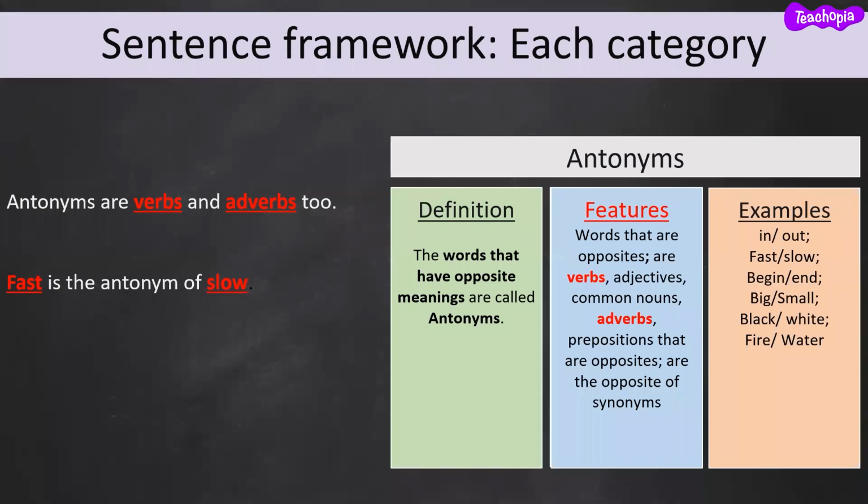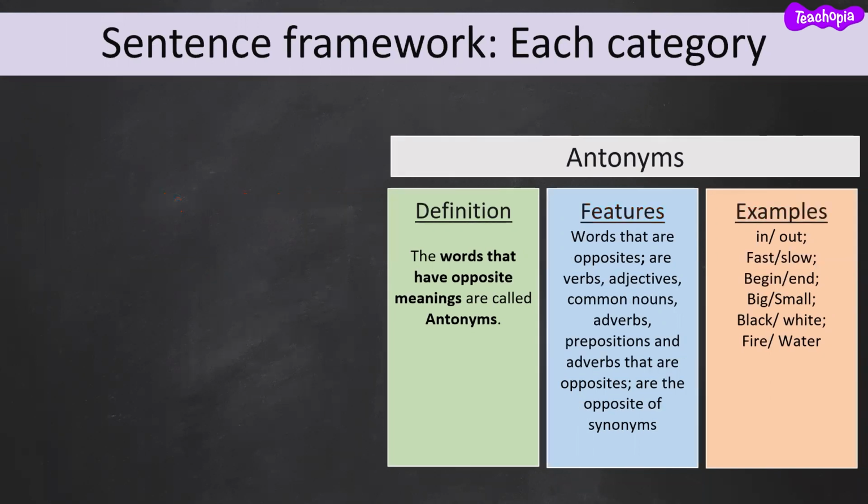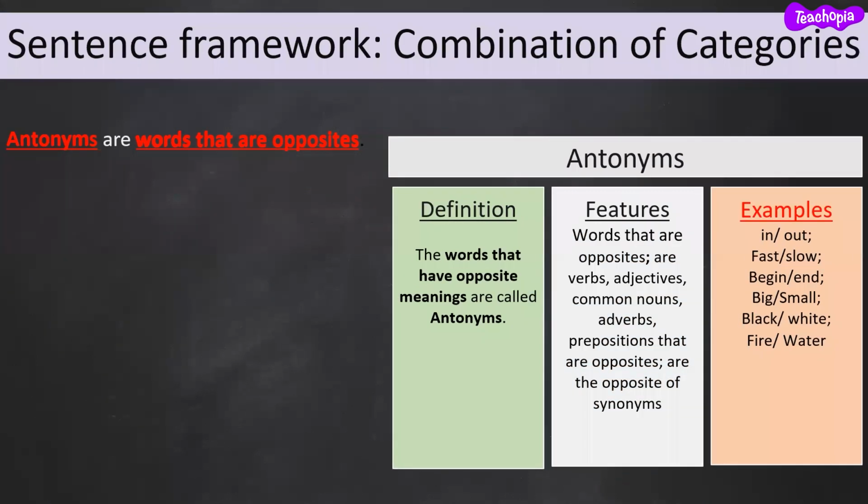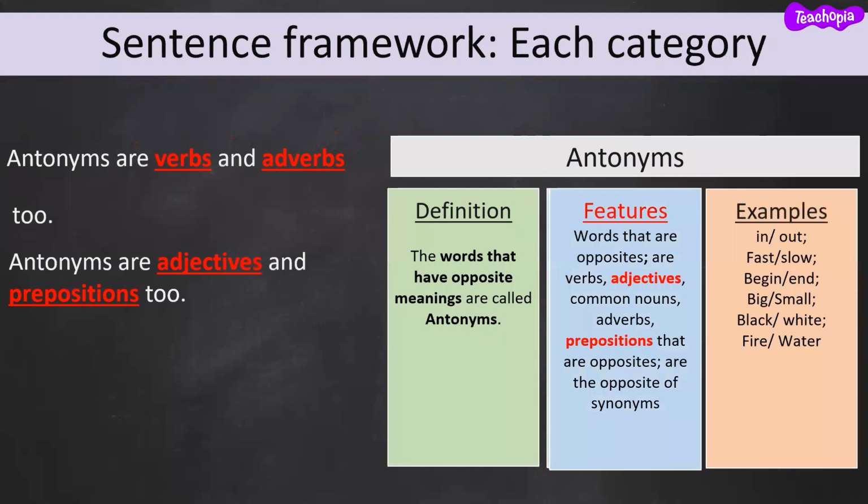Now, fast is the antonym of slow. This we have taken from the examples category. Here you can say hot is the antonym of cold, where hot and cold are from the examples category. So these are the new sentences that we created by replacing the different words from the categories.